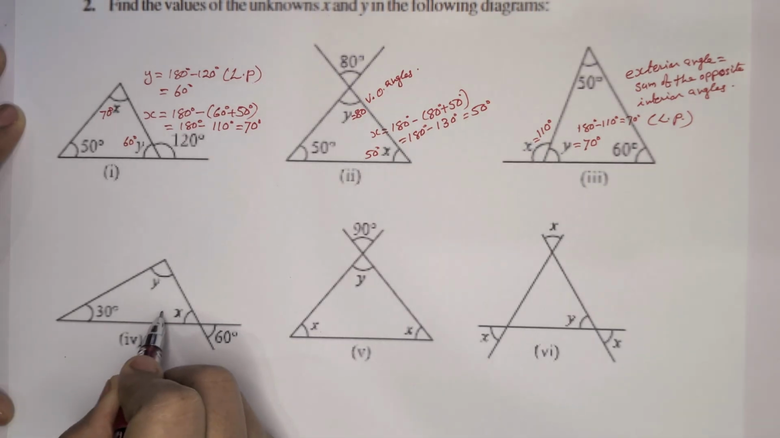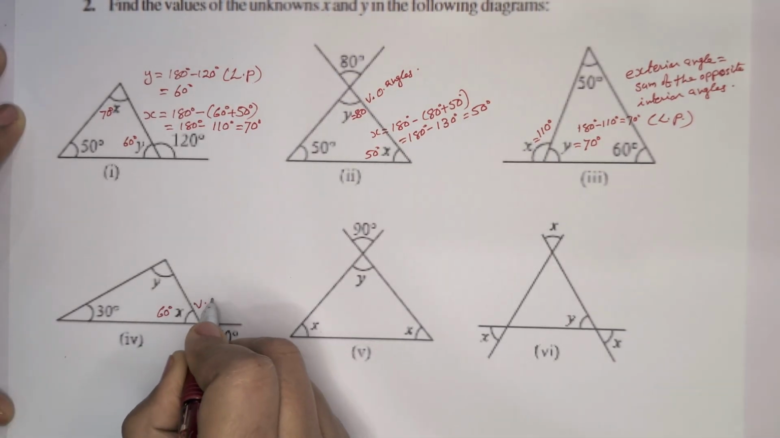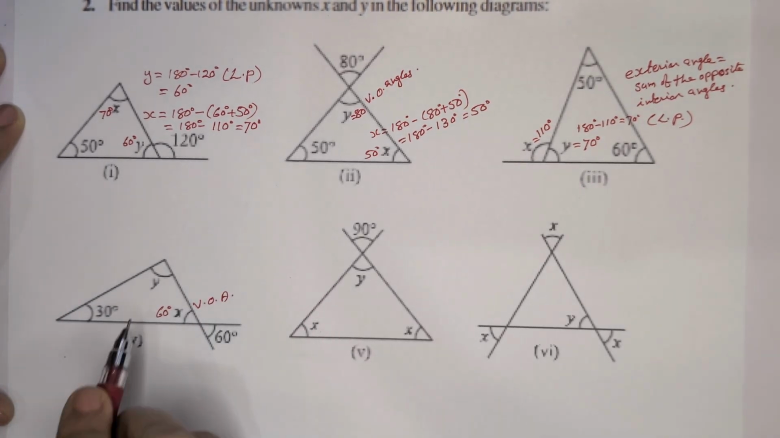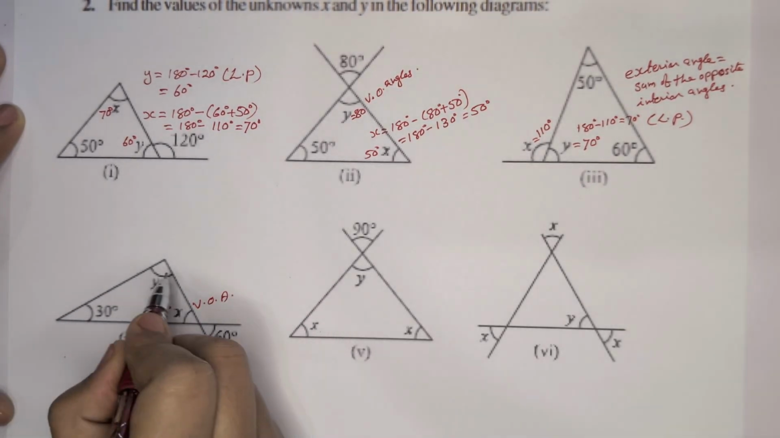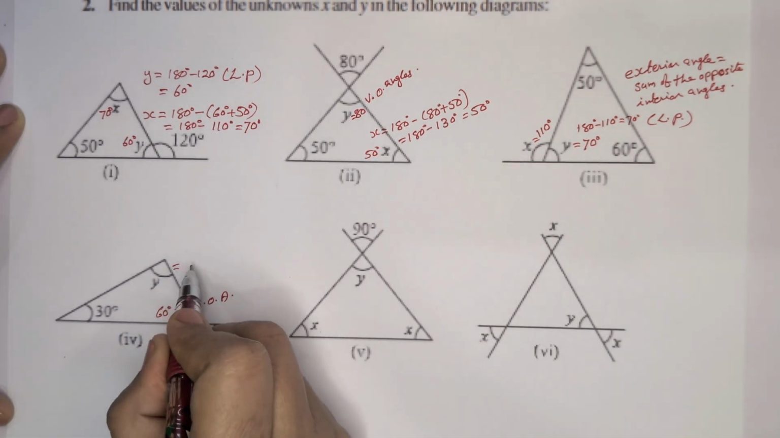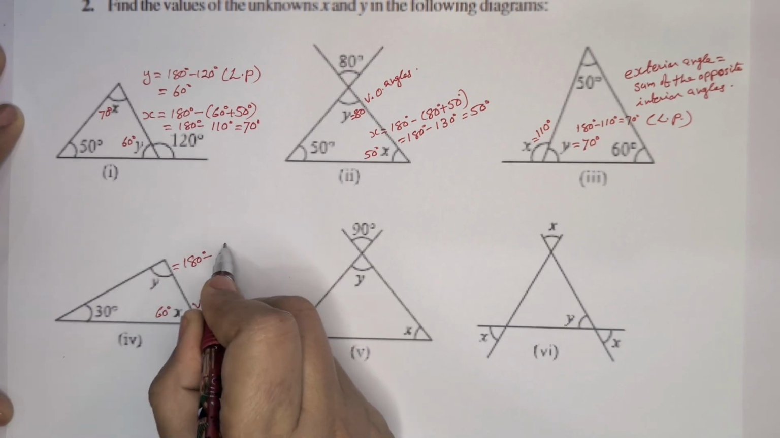Here x is equal to 60 degrees, vertically opposite angle. Vertically opposite angles are equal. Then we can apply the angle sum property. y is equal to 60 plus 30, that is 90. So 180 minus 60 plus 30.